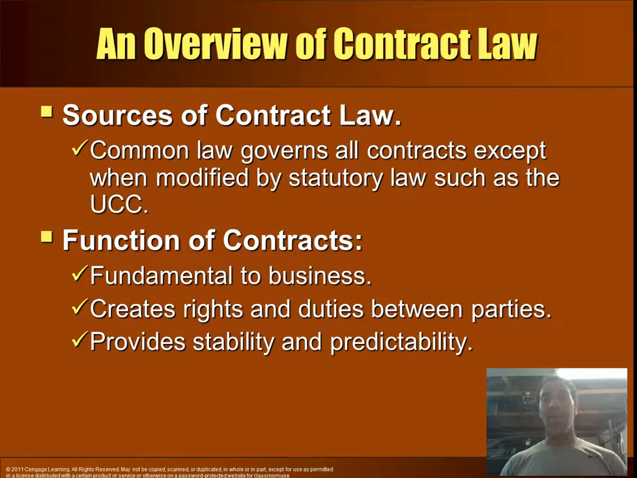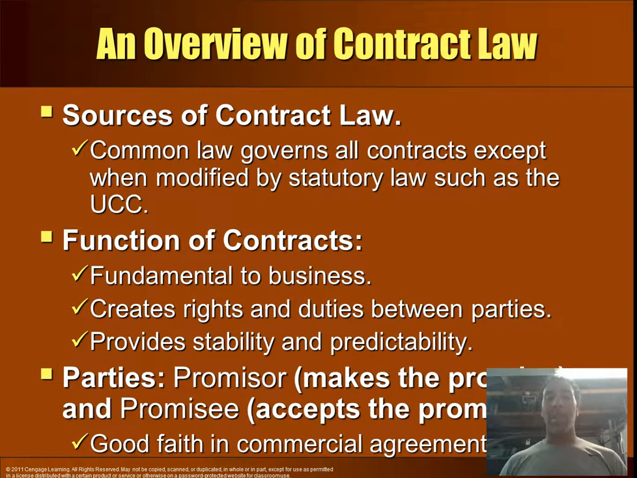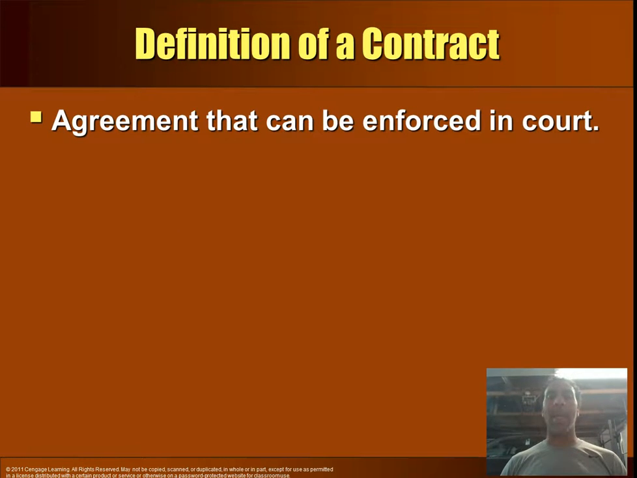We know that if we sign this contract, I'm going to get 5,000 tomatoes and you're going to get $40,000. Parties: you have the promisor, or the person who makes the promise, and the promisee, the person who accepts the promise. Good faith in commercial agreements is always involved. Agreement that can be enforced in court. That's a part of a definition of a contract.